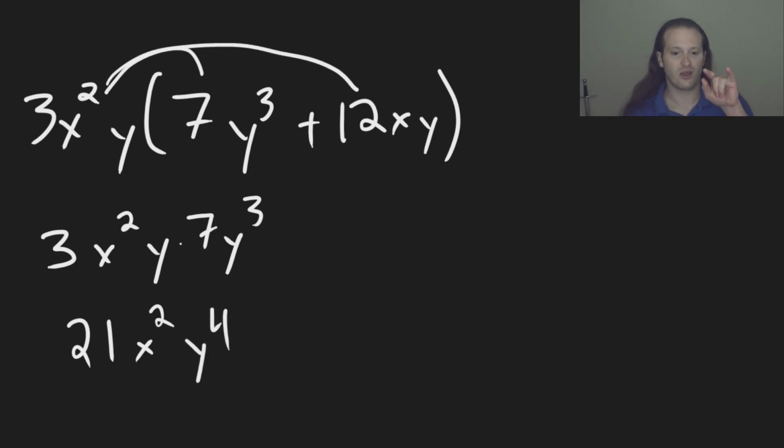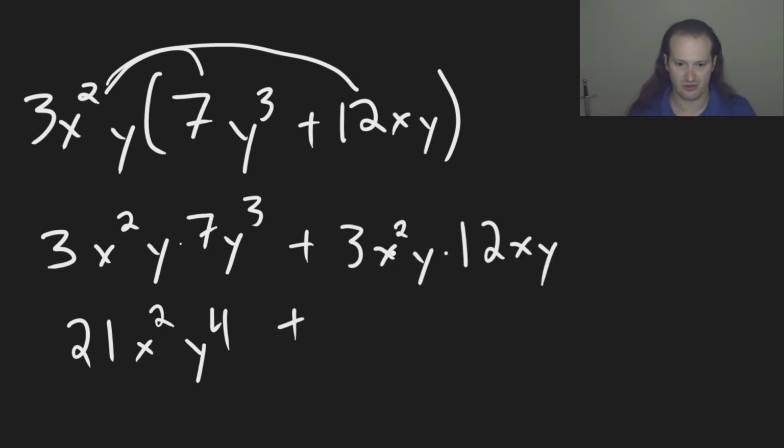Plus, again, do it, what do my notes say? After the constants, do them one variable at a time. So the constants, 3 times 12 is 36. X squared times x is just x cubed. And then y times y is y squared.